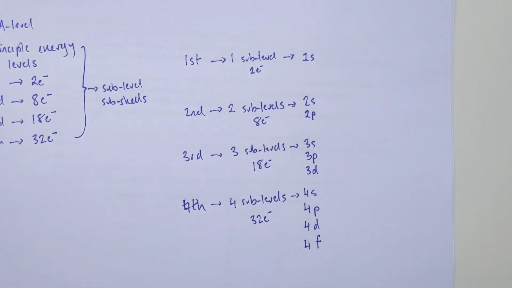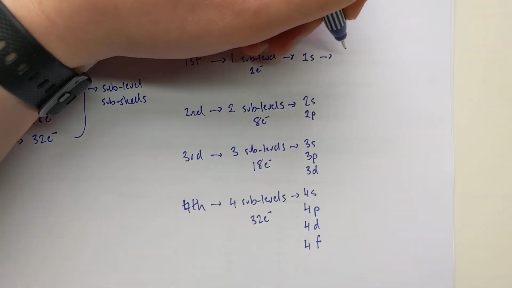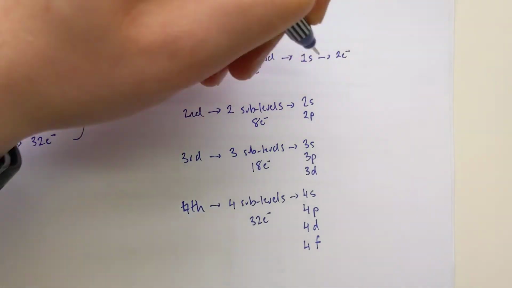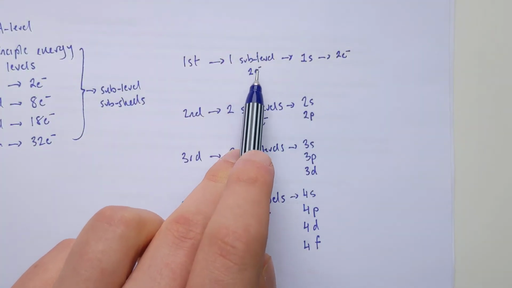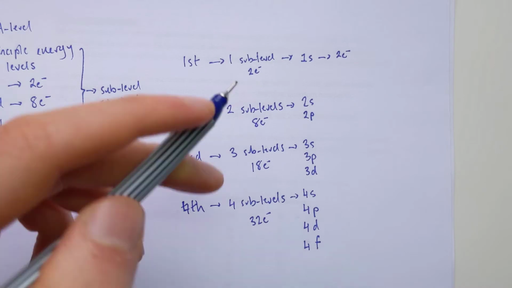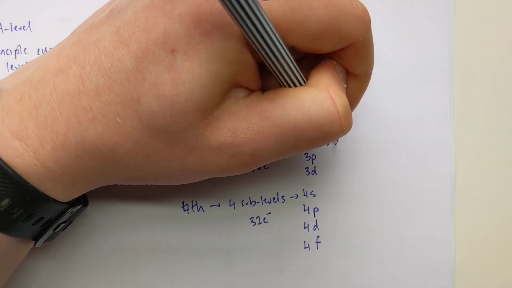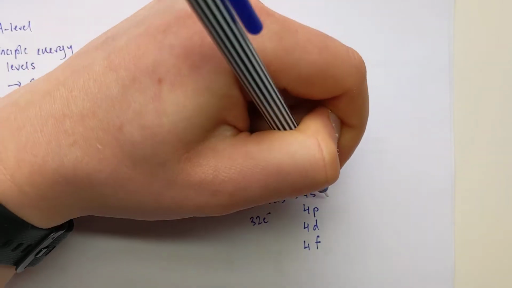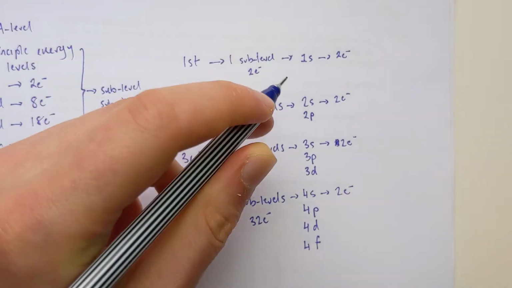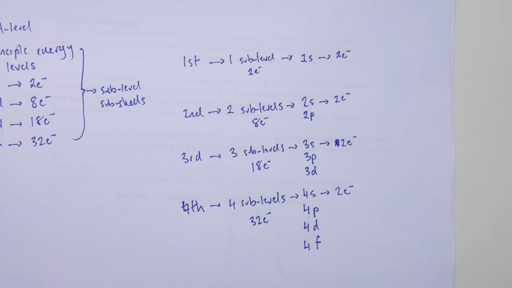So whenever you've got an S sublevel, no matter where it is, it can only hold up to 2 electrons. So that's the same for 1S, because it actually fills up the first energy level completely. The 2S can hold up to 2 electrons. 3S sublevels can hold up to 2 electrons, and the 4S sublevel holds up to 2 electrons. So that's consistent throughout. S means holding 2 electrons in that sublevel.